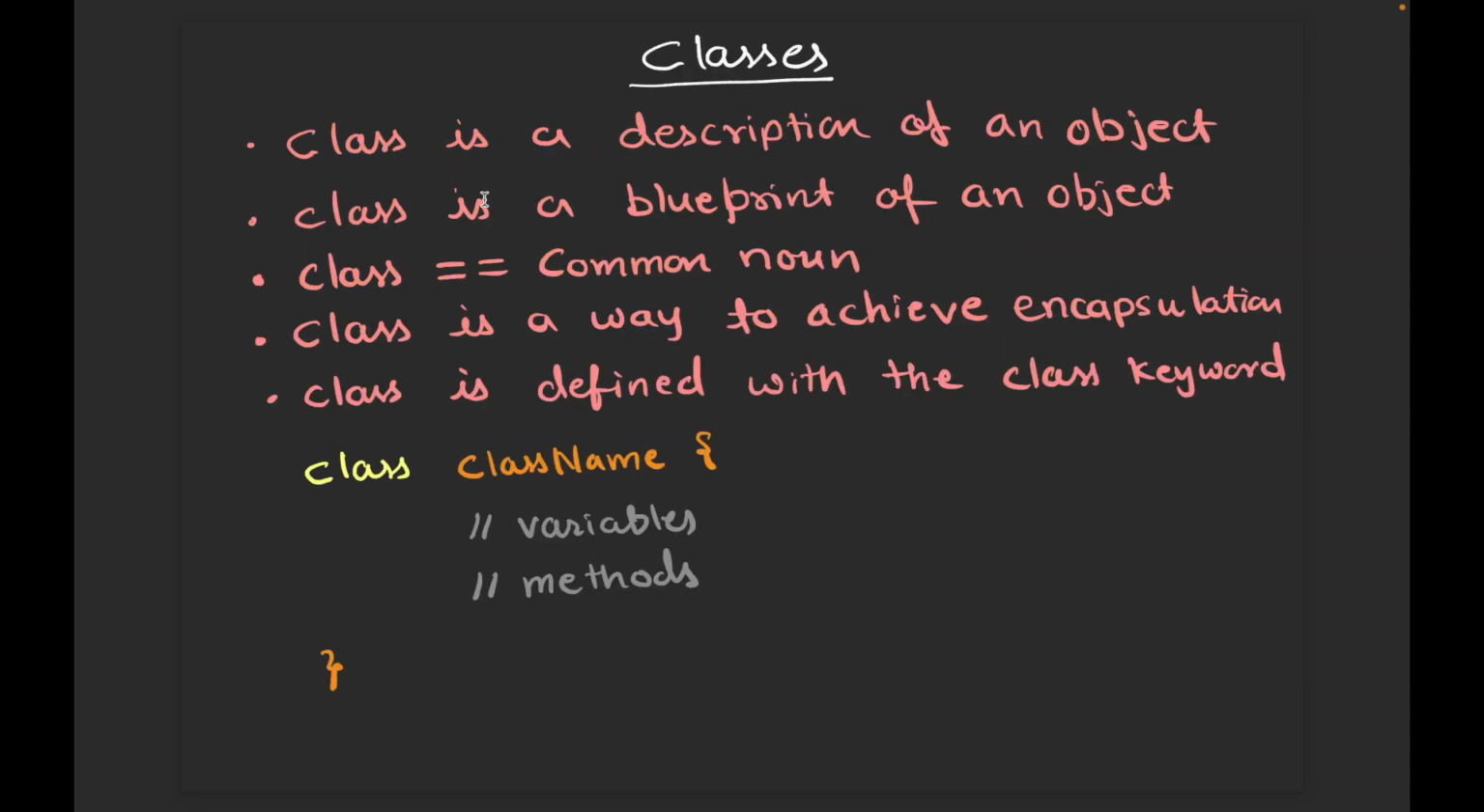A class is a description of an object. That means a class describes some methods or characteristics of an object. A class is a blueprint of an object, as I already told you. A class is a common noun, which I already told you. And a class is a way to achieve encapsulation. We will learn encapsulation in another video.